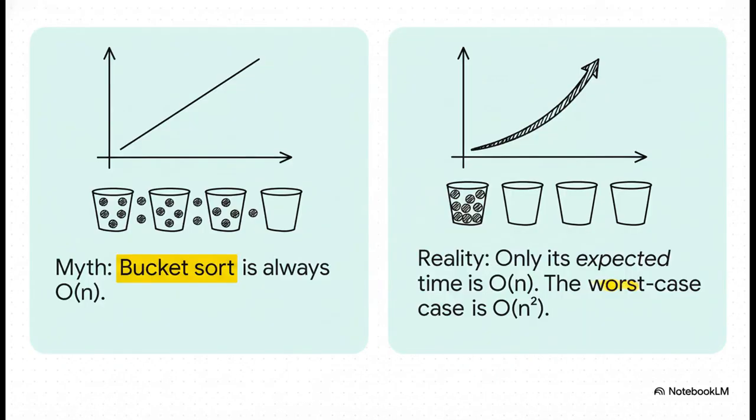And this leads us to a common myth we need to bust right now. You'll often hear people say, bucket sort is O(n), period, end of story. But that's not the reality. The expected time is O(n), but that's a probabilistic statement. The reality is, if your luck runs out and all your data clumps into a single bucket, your worst-case performance craters all the way down to O(n²). That is the risk you are taking.